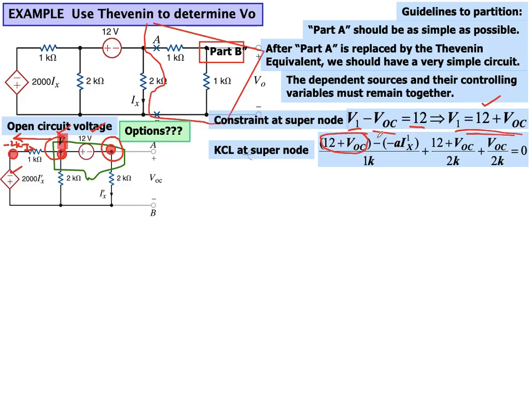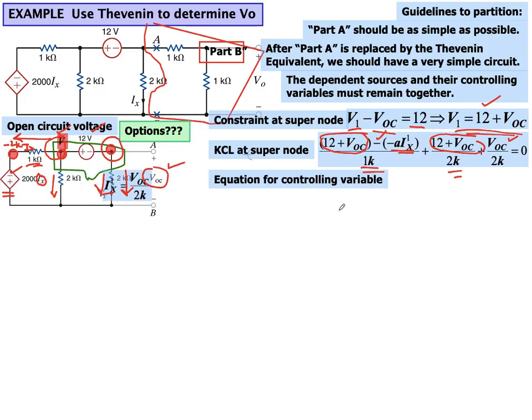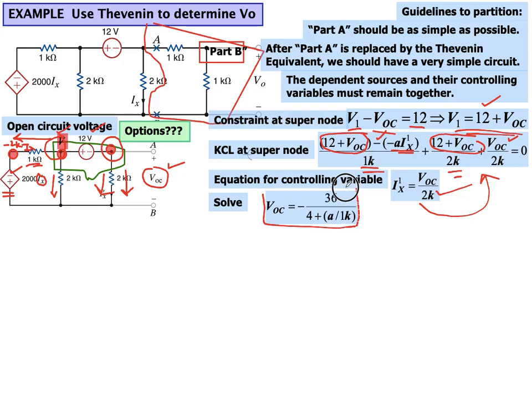This is the 1k. The current going in this direction is V1 divided by 2k, and the current going in this direction is V open circuit divided by 2k. Because we have a dependent source, we need to write the controlling variable in the form of node voltage. The controlling variable is this current, which is V open circuit over 2k. You plug this value back into this equation and solve it, and this is the open circuit voltage that you will get.